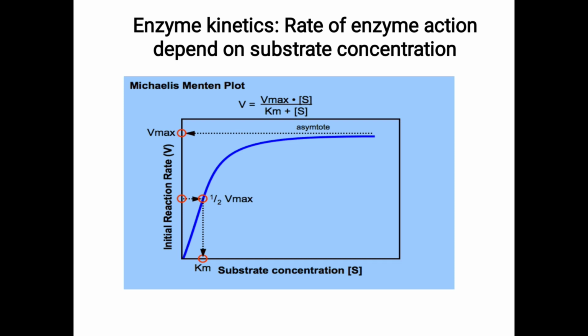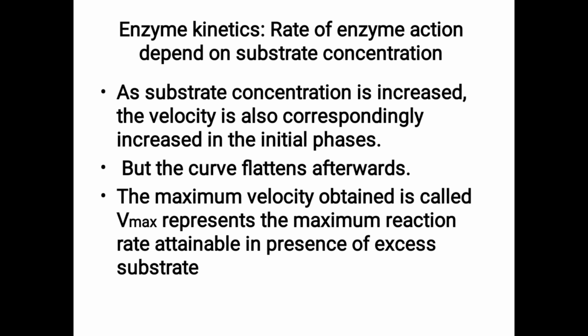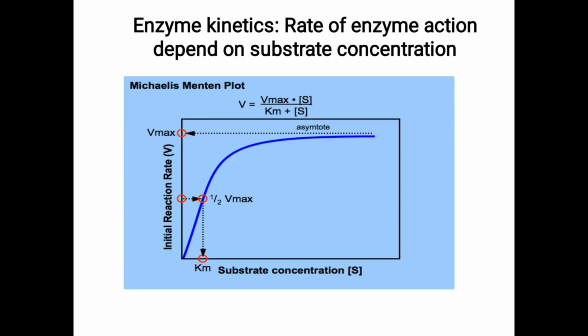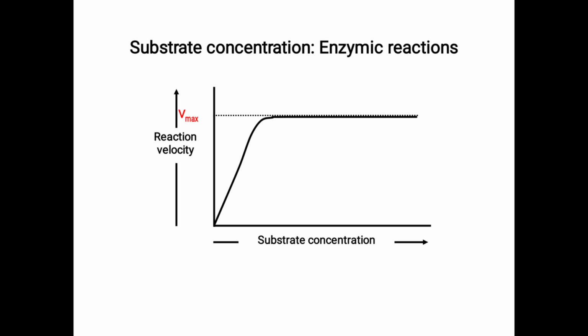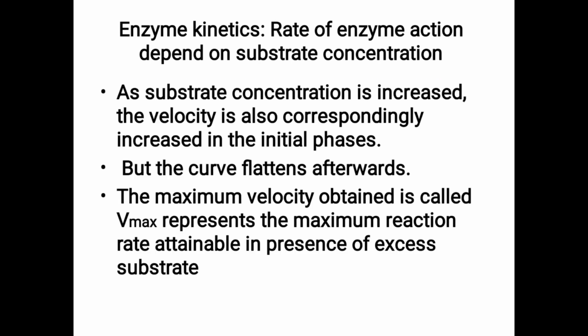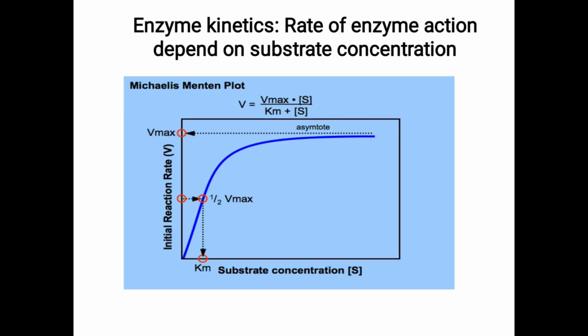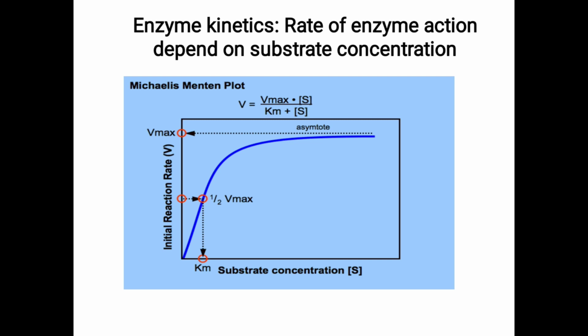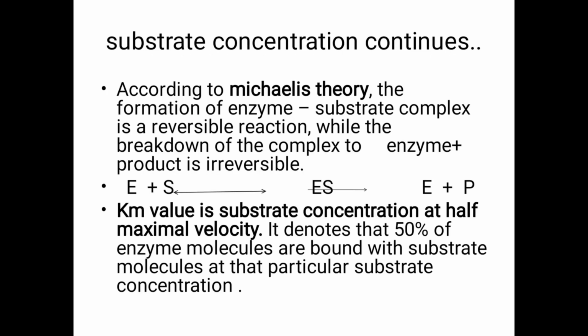Okay, so this is the effect of substrate concentration on enzyme activity. Here we get this type of curve: initially straight, then a flattened curve, whereas in enzyme concentration we get a straight line.